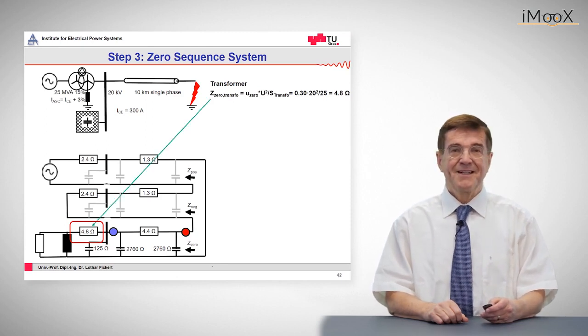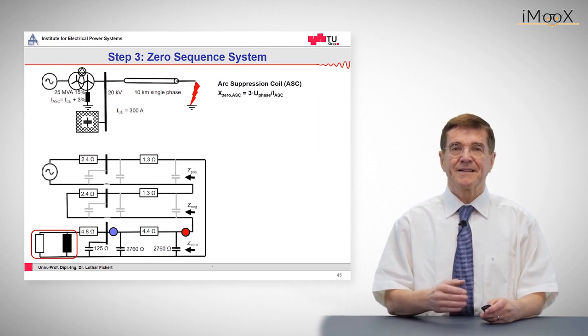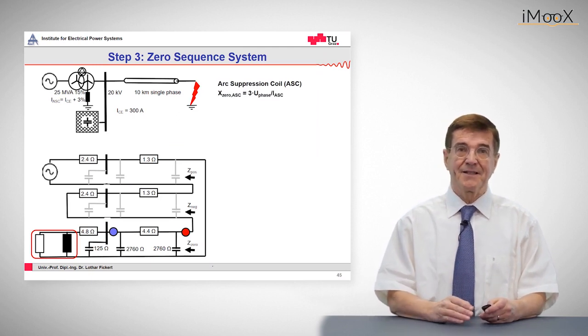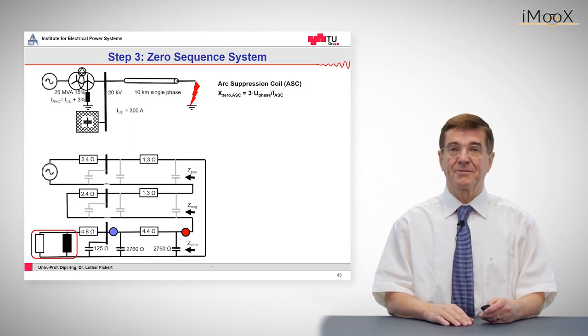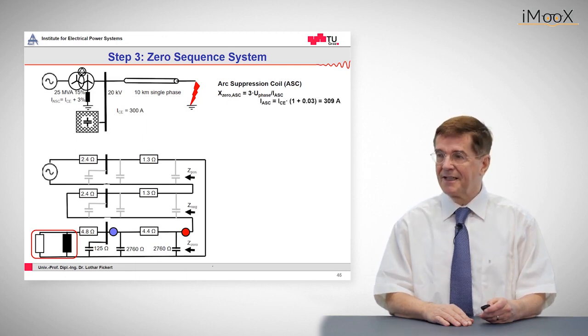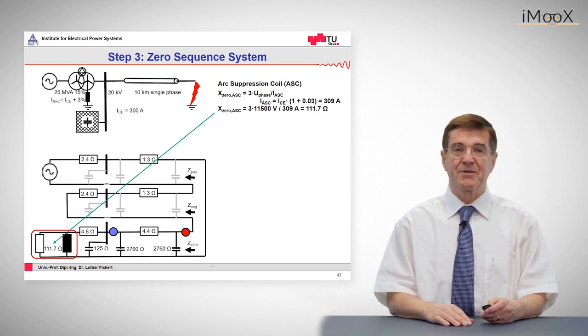And now the critical element is the arc suppression coil. The arc suppression coil has again a reactance, and this time an inductive reactance, of 3 times the phase voltage divided by the current, the nominal current of this arc suppression coil. In this case it comes out as 309 amps, and altogether it's 111.7 ohms.